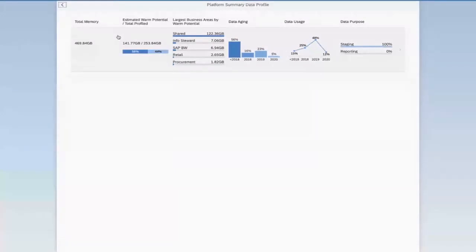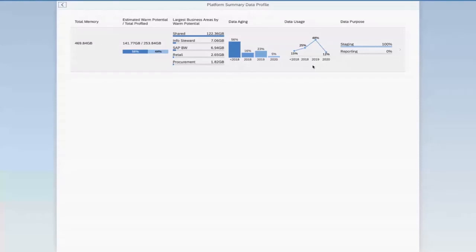So you see the data aging: of that data that we profiled, we have 56% sitting in the before 2018 bucket, which is basically everything we consider to be the warm potential. The rest of the information is sitting in the more recent years, which we assume is more relevant and will be queried more by your users.